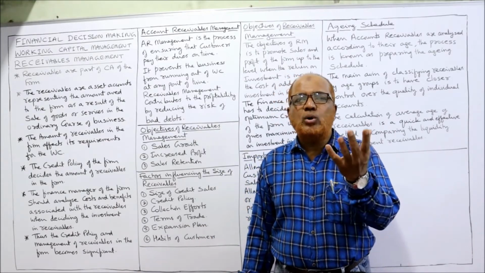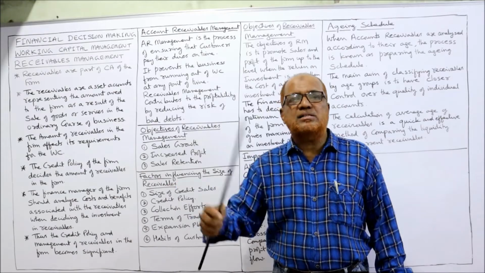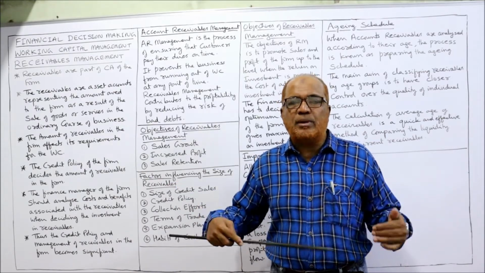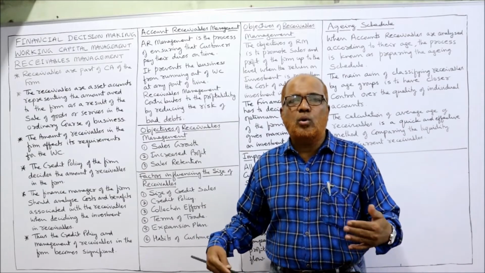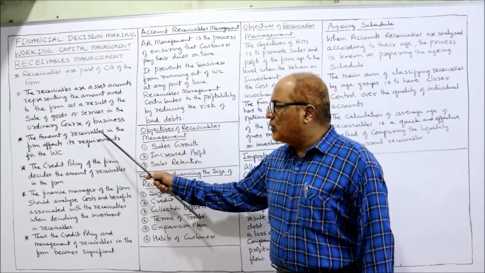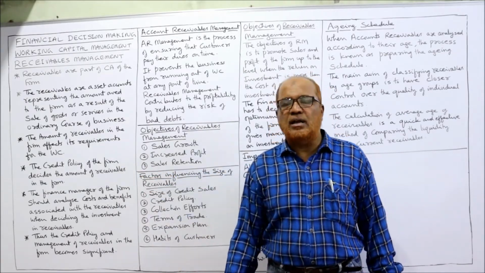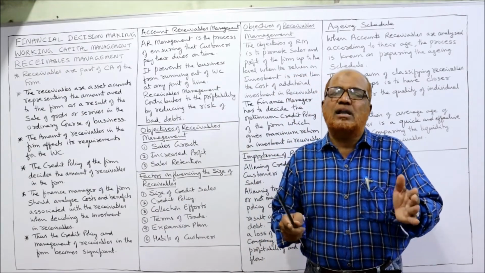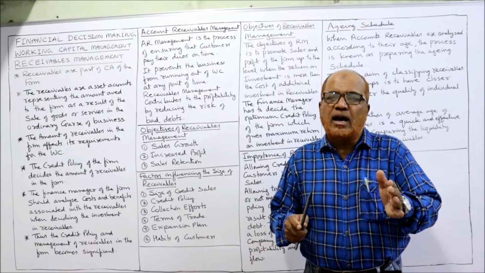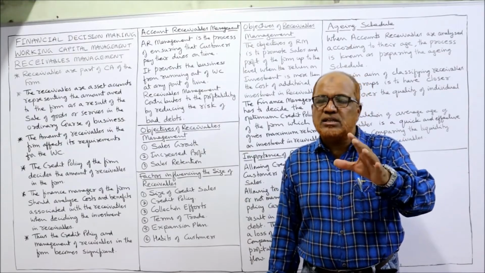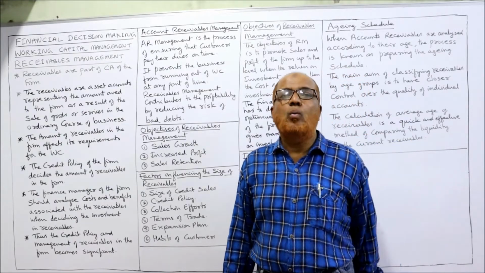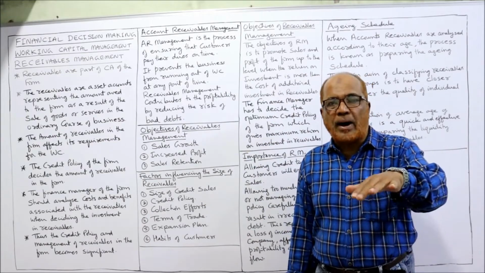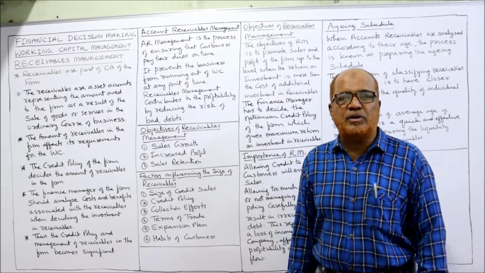Receivables are the amount owed by customers for the goods or services purchased from the business in the ordinary course of business. The amount of receivables in the firm affects its requirement of working capital, because receivables are part of current assets, and whenever there is a change in current assets, it will affect the working capital. So receivables management is a part of working capital management.